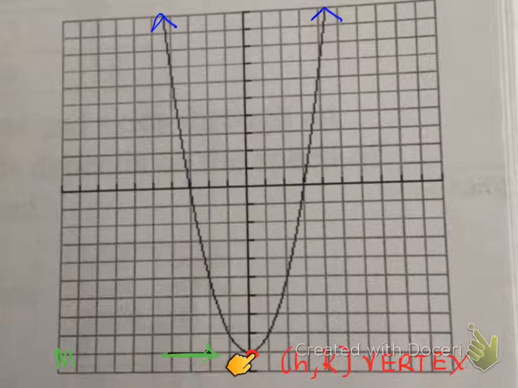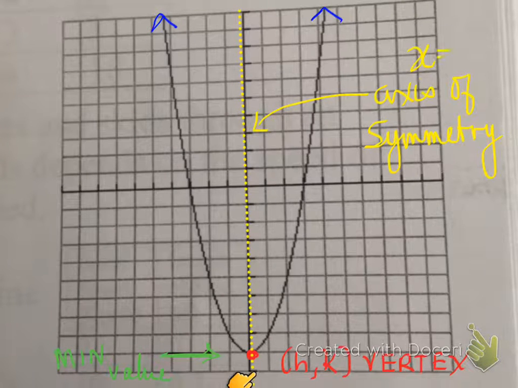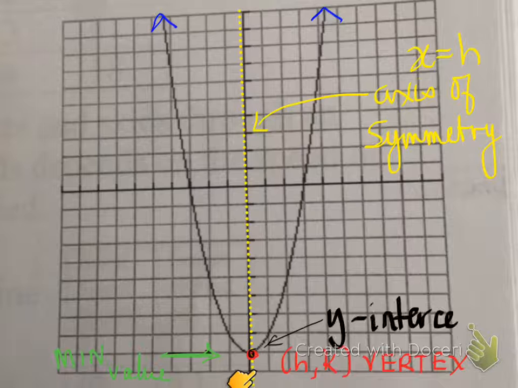Something that it always is, it's either a max or a min. In our case, it is a minimum. The y value is the minimum value. All right? Then there's this thing. This thing coming down is known as the axis of symmetry. It divides the parabola into two pieces. X equals h is our axis of symmetry.